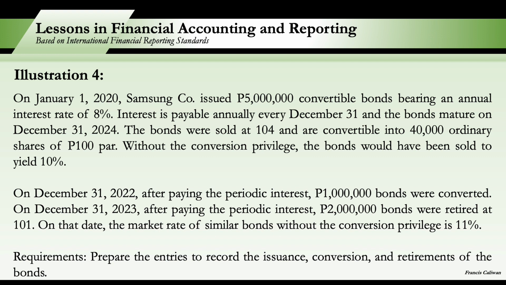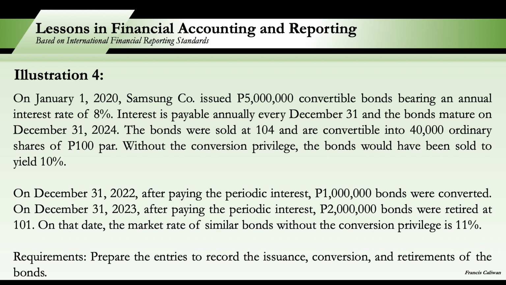So again, the fair value or the market value of the bonds without the conversion feature is not given. So we will use the present value. On December 31, 2022, so that is after 3 years, after paying the periodic interest, 1 million bonds were converted. So conversion before maturity. On December 31, 2023, after paying the periodic interest but before maturity, 2 million bonds were retired at 101. So the second transaction is retirement of the bonds but before maturity.